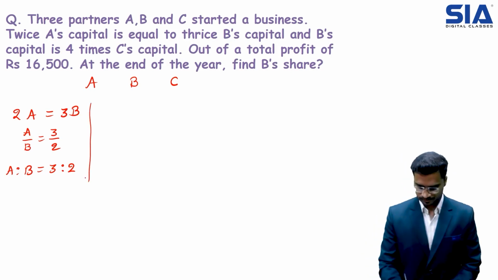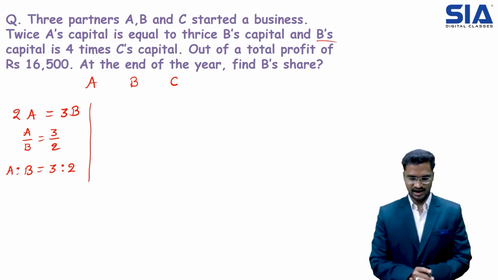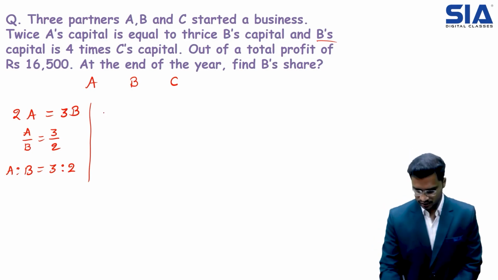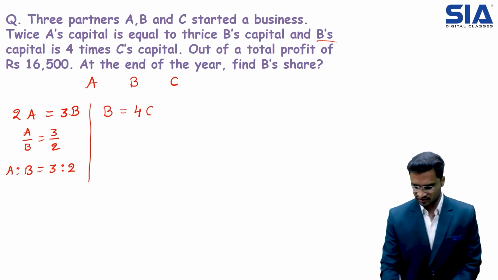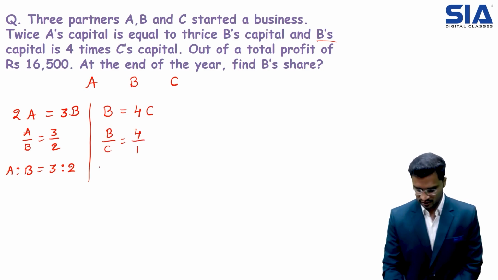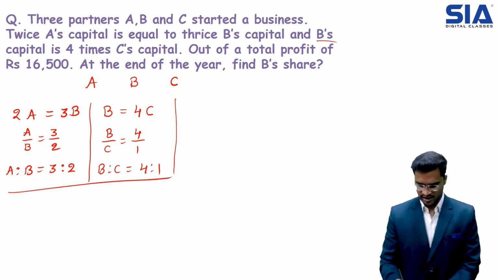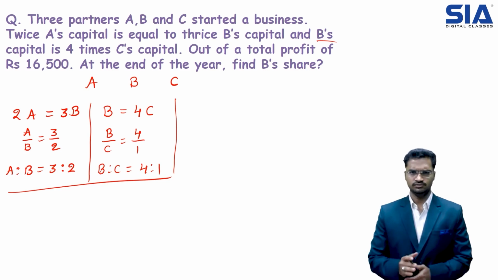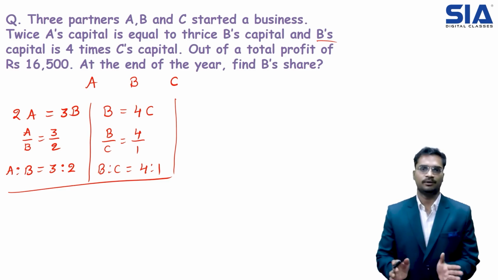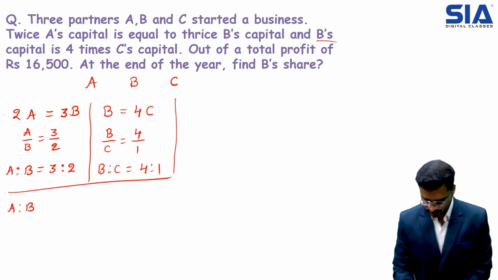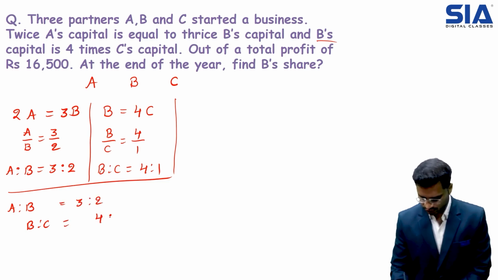A ratio B is 3 ratio 2. Now, in the same way, B's capital is 4 times C's capital. So he is saying B's capital, which is B rupees, is equal to 4 times C's capital, which is C. Then B upon C is equal to 4 by 1. So B ratio C is equal to 4 ratio 1. Now we know A ratio B and B ratio C. After knowing this, what we have to do? We have to combine both of these ratios. So combining the ratios, A ratio B and B ratio C, 3 ratio 2, 4 ratio 1.